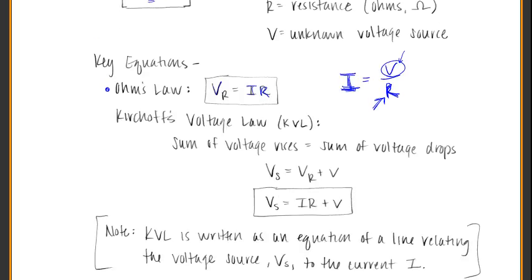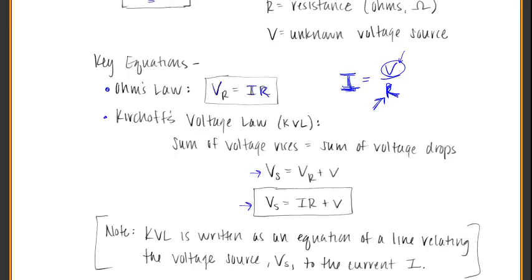Let's talk a little bit more. Ohm's law is very, very important. Another law is Kirchhoff's voltage law, KVL. What that says is the sum of the voltage rises is going to be the sum of the voltage drops. So Vs is equal to VR plus V. And we know what VR is just by Ohm's law: VR is our current times our resistance. So this is the equation we're going to focus on: Vs is equal to I times R plus V.